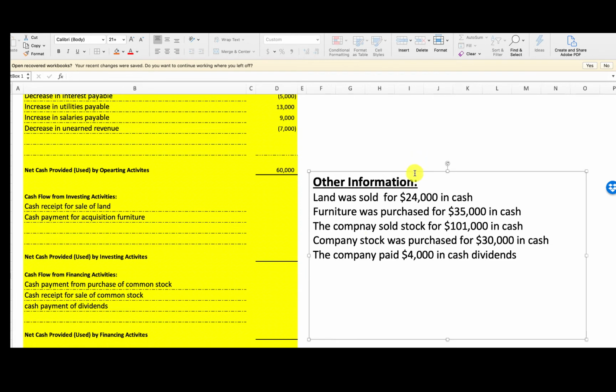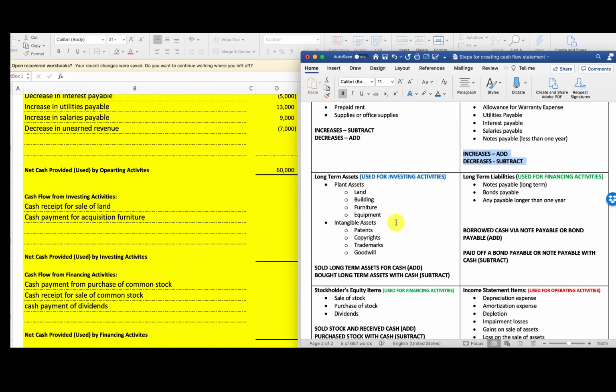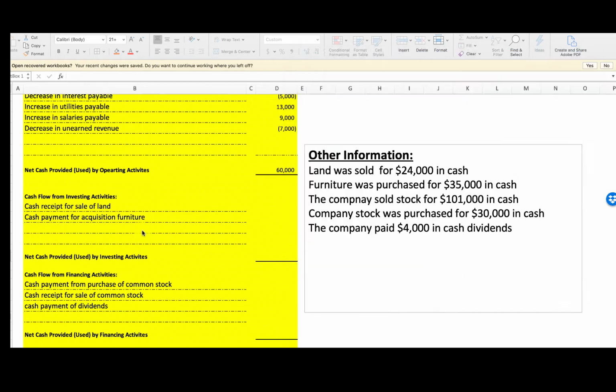And so what you're going to get here, when I assign you a problem, I'm going to give you a balance sheet and I'm going to give you other information. You're going to use this other information to complete the investing and financing activity section. So in the investing activities, remember, we're only looking for long-term assets. And what are the long-term assets? You can just look at the handout, and these are the long-term assets: land, building, furniture, equipment, patents, copyright, trademarks, and goodwill. If it's not a long-term asset, we're not going to do anything with it in investing activities.